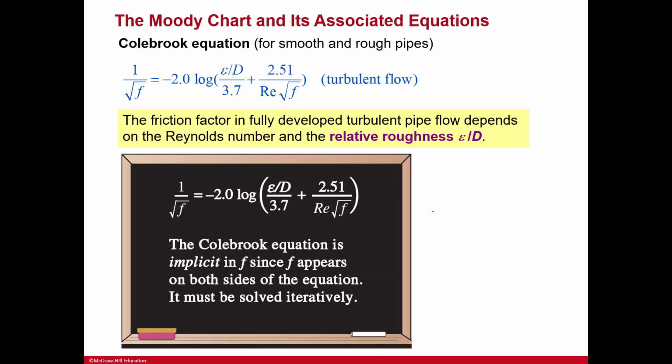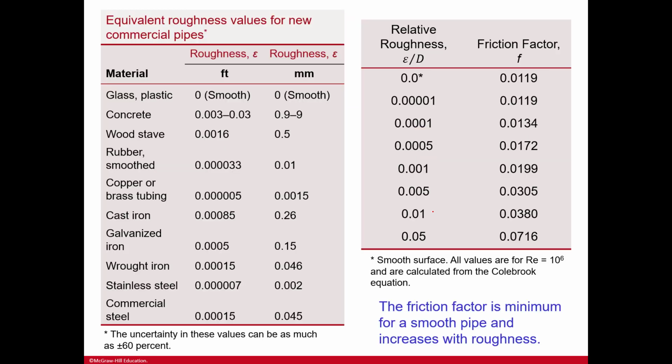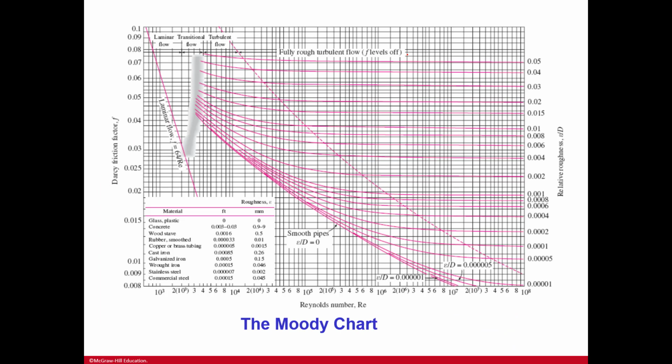So we have the Moody chart and its associated equations. We have the Colebrook equation, and that's for smooth and rough pipes. And here that is. The friction factor in fully developed turbulent pipe flow depends on the Reynolds number and the relative roughness. Here are the equivalent roughness values for new commercial pipes, because we know that it's dependent on roughness: feet, millimeters, wood, rubber, all that. And then over here as well, relative roughness and friction factor.